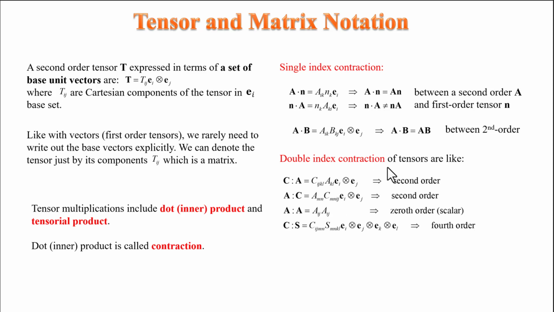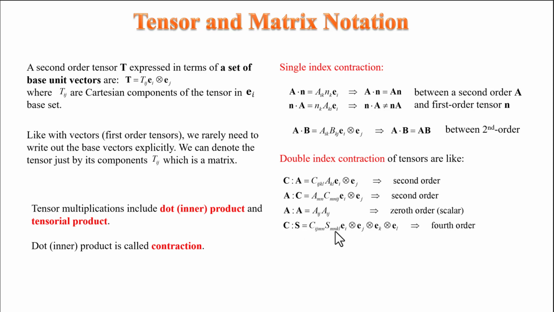Double index contractions of tensors. If C is fourth order, it has 4 indices, and A is second order, C double contracted with A stands for this. It produces a second order tensor whose Cartesian components are this. If A is on the left side of C, double index contraction produces a second order tensor whose Cartesian components are this. Two second order tensors double contracting produces a scalar. Two fourth order tensors double index contraction produces a new fourth order tensor.